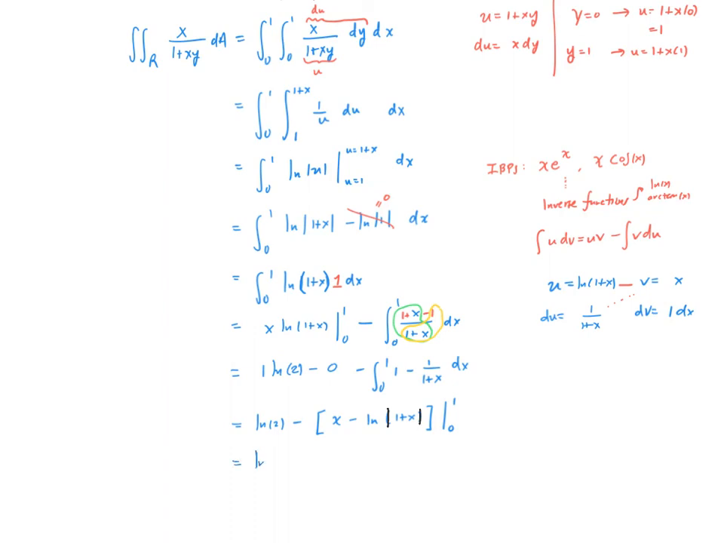And we're almost there. Replace each x with a 1, minus, replace it with a 0. So 1 minus natural log of 2, minus 0 minus natural log of 1. And we better take this one more step. Remember, natural log of 1 is 0. Distributing this minus sign through, we end up with 2 natural log of 2 minus 1.